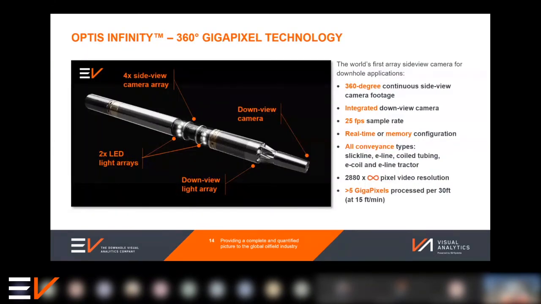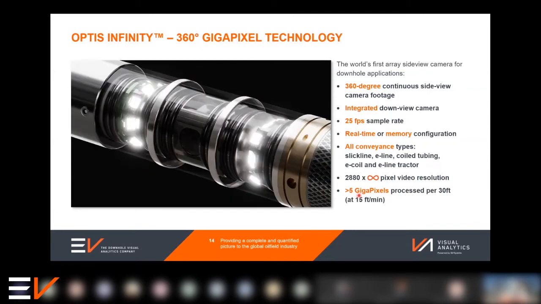But moving on, we're constantly developing technology at EV. We have a passion for innovation, and it's at the heart of everything we do. And since we performed that operation, we've released a new camera technology that we call Optus Infinity. Now, Optus Infinity is the culmination of many years of dedicated research to deliver the world's first array side view camera. You can see in here that it's comprised of a modular down viewing camera that can be disconnected if required. But the real brains of it is what happens in the middle with the array itself.